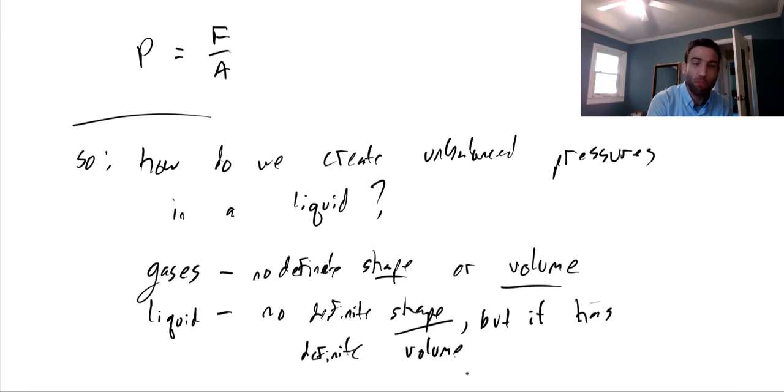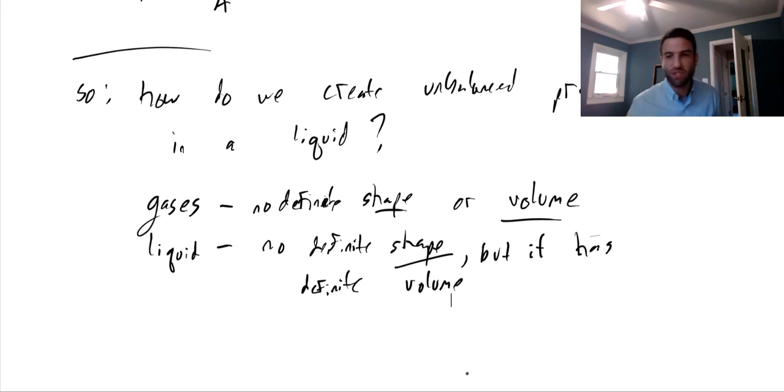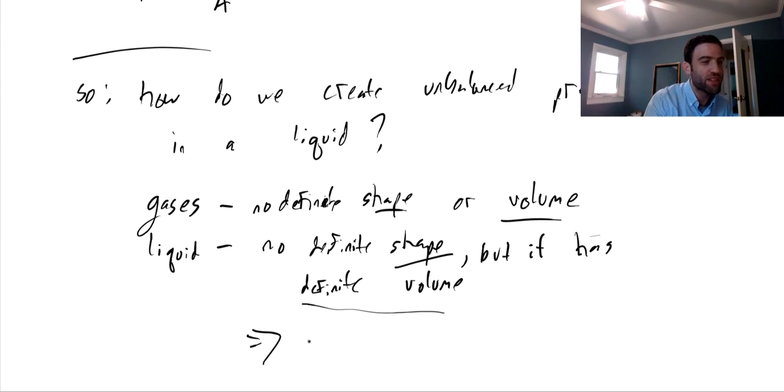Right? A given number of water molecules occupy a specific amount of physical space. And you can change the shape of that physical space by putting it in different containers, but you can't easily change how much volume it takes up at constant temperature. Right? So another way of saying that it has a definite volume is saying that water is incompressible.